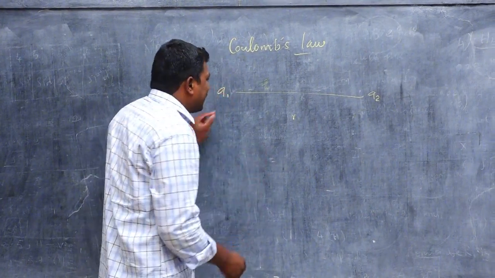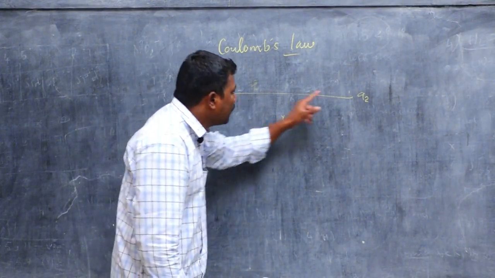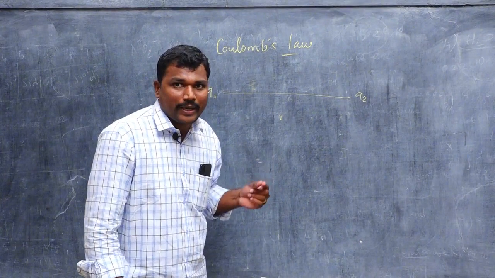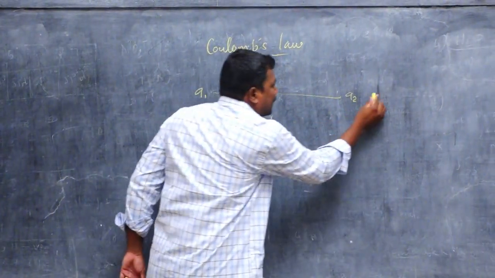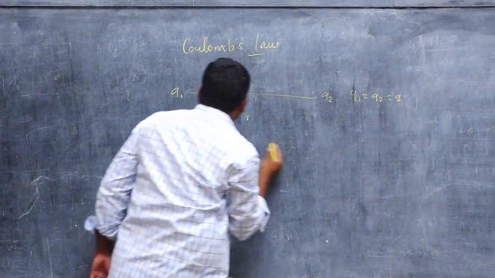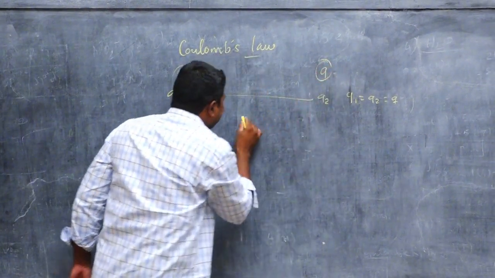Coulomb's law states that the force of attraction is directly proportional to the product of the charges and inversely proportional to the square of the distance between them. Let the two charges be equal, Q1 equals Q2 equals Q, and the distance is R.